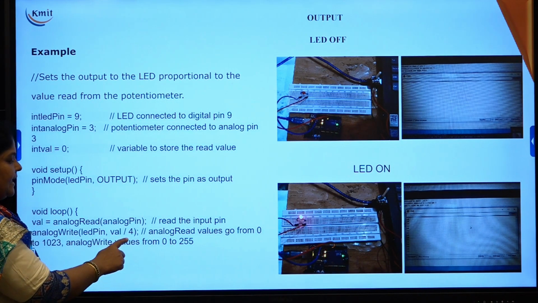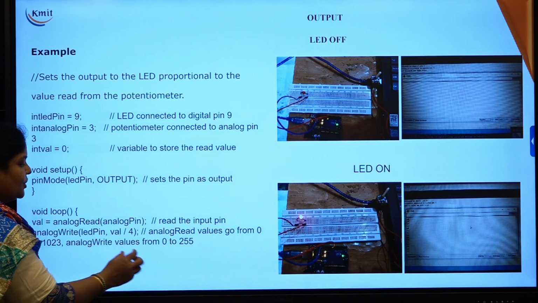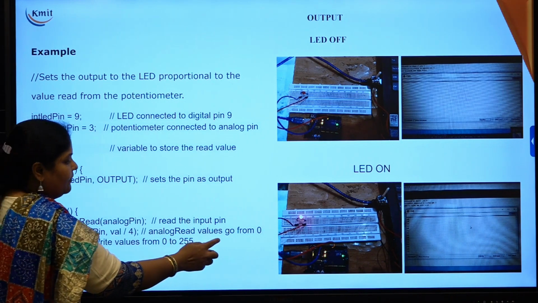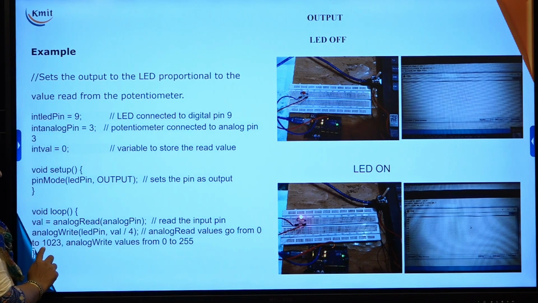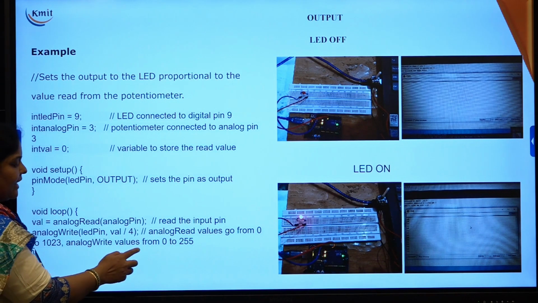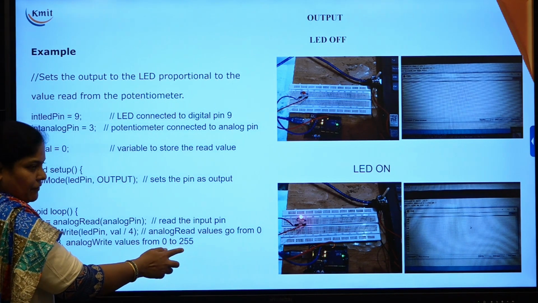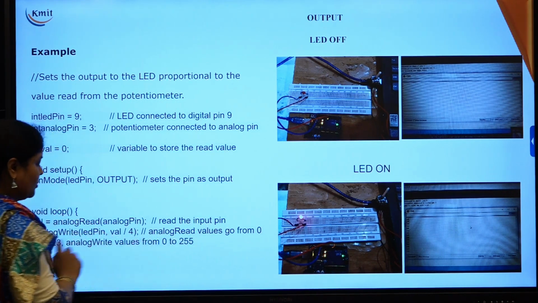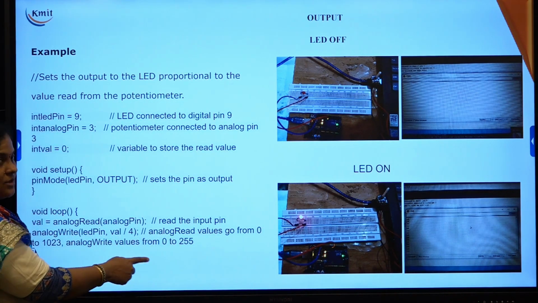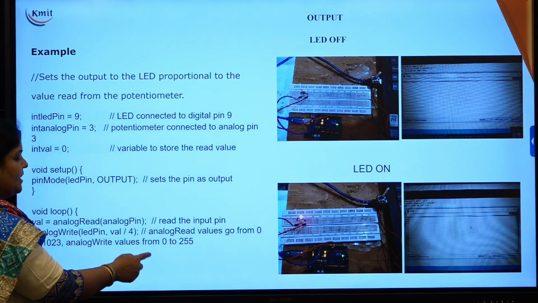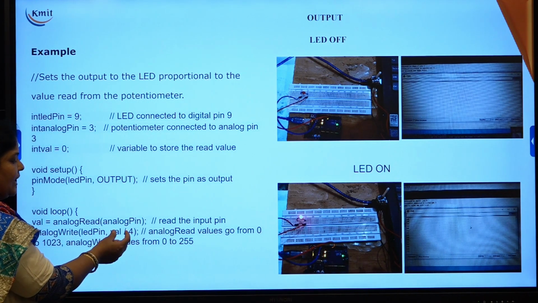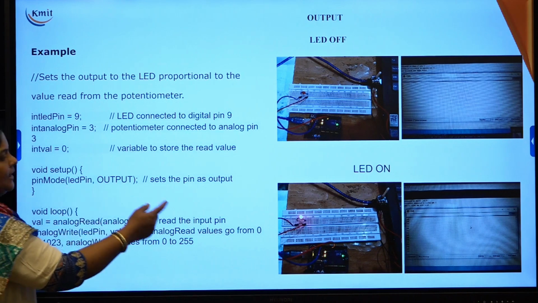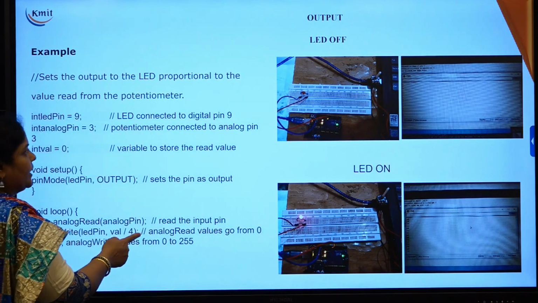In order to calculate the values in the range 0 to 255: analogRead values go from 0 to 1023, while analogWrite values go from 0 to 255. This part is important, you should remember. Analog read values are 0 to 1023, analog write values are 0 to 255. Based on this value calculation, the LED will glow accordingly.